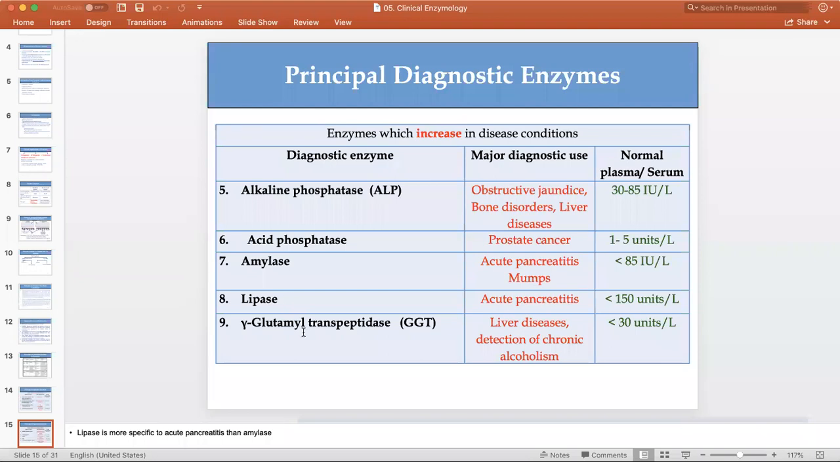GGT, as I already told you, goes along with the alkaline phosphatase. We look at it mainly in biliary problems, so any bile problems or other liver diseases, we look at the GGT.